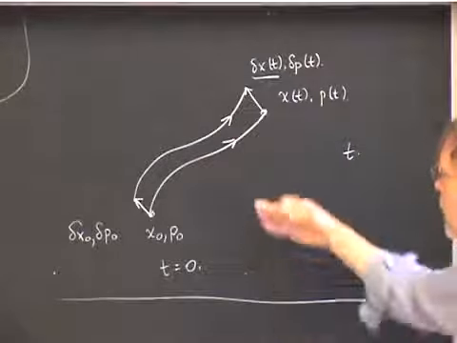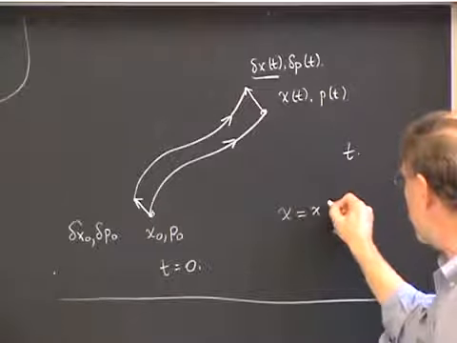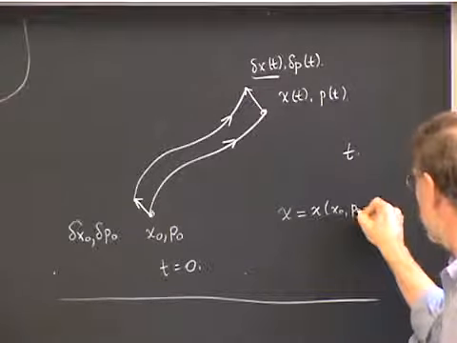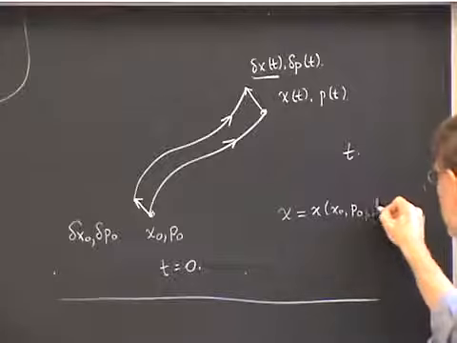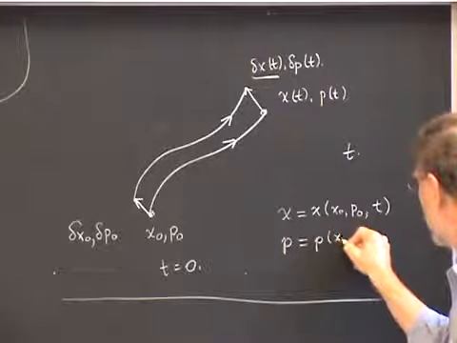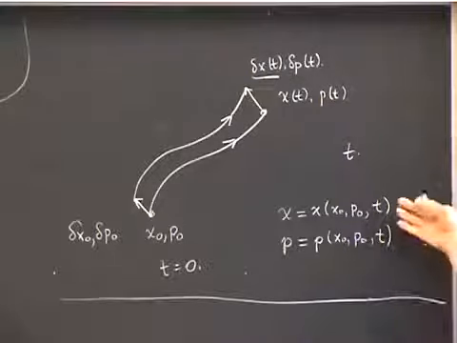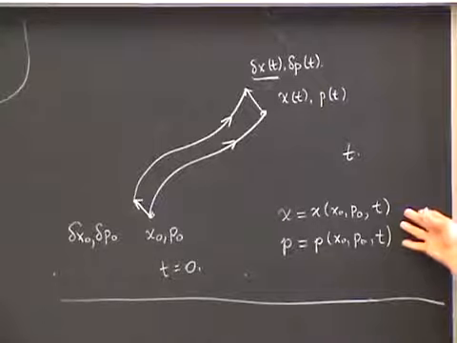Well, in general terms, solving the differential equations gives us the final position x as a function of the initial conditions, the initial position and momentum, and the time. Likewise, the final momentum is also a function of the initial position, the initial momentum, and the time. This is just a general solution to the equations of motion.